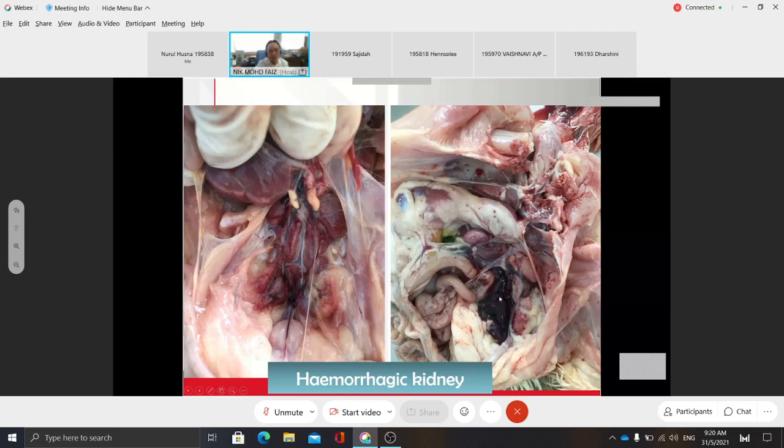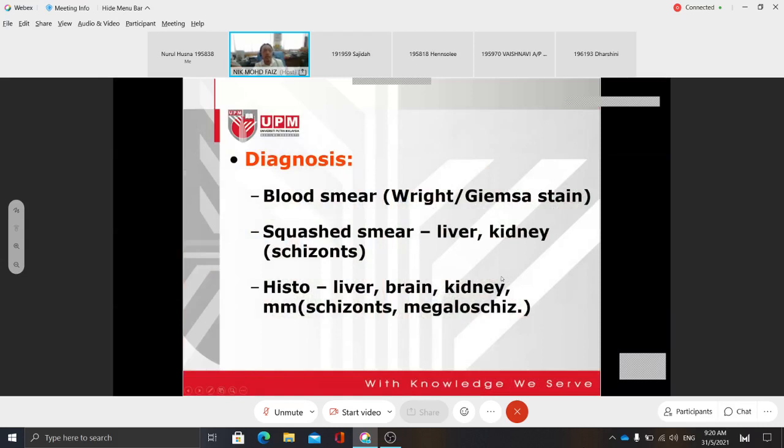So when you notice these hemorrhages on the muscle and a lot in the abdominal cavity, and then you open up and look at the kidney and see the hemorrhages on the kidney, it's quite confirmed as a leukocytosis case. But additionally, you can still take samples. You can do a blood smear, and then you stain with Wright stain or Giemsa stain to look at the blood smear.